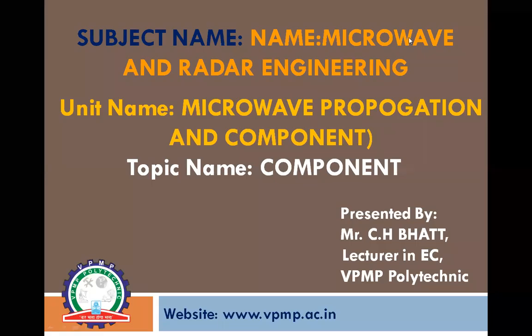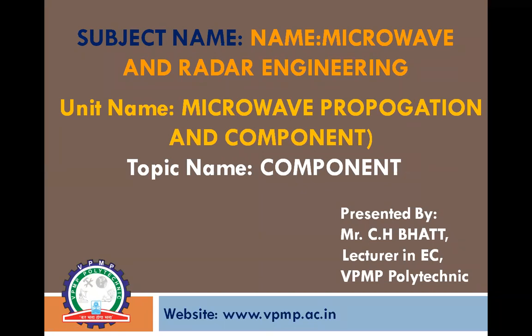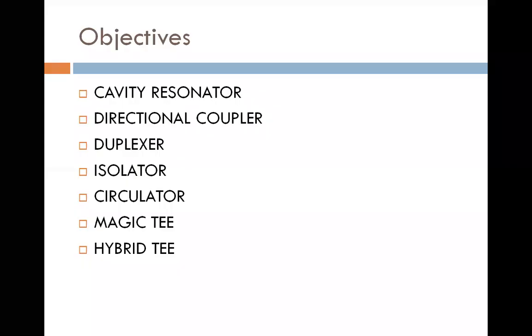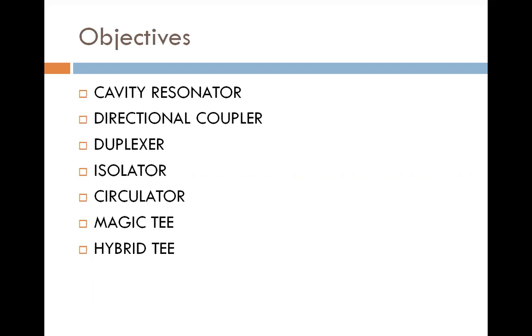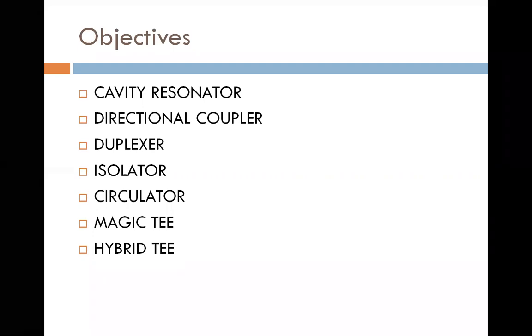Subject name is Microwave and Radar Engineering. Unit name is Microwave Propagation and Components. Topic is the components of the microwave. So those are the objectives: cavity resonator, directional coupler, duplexer, isolator, circulator, magic T, and hybrid T.